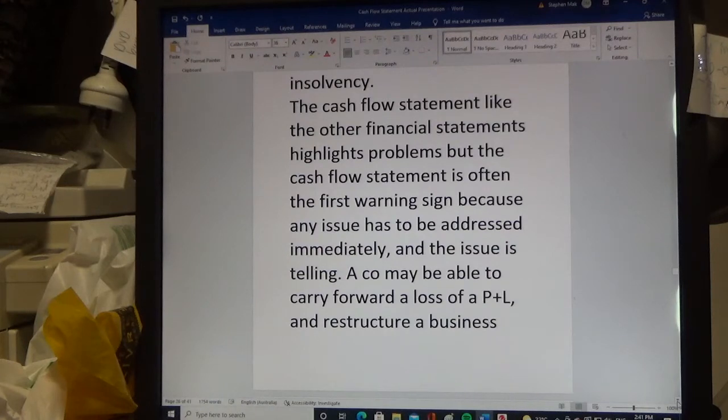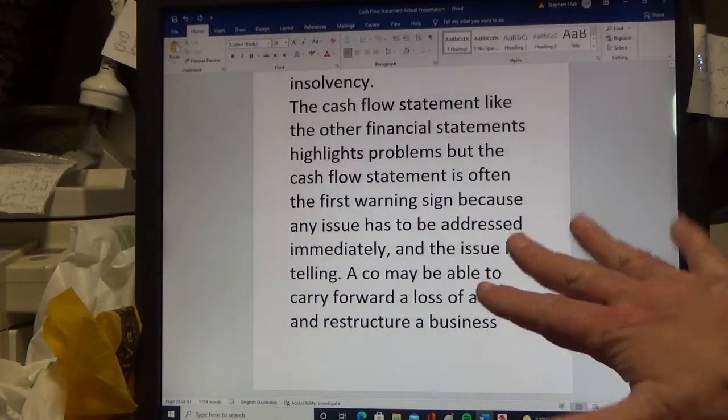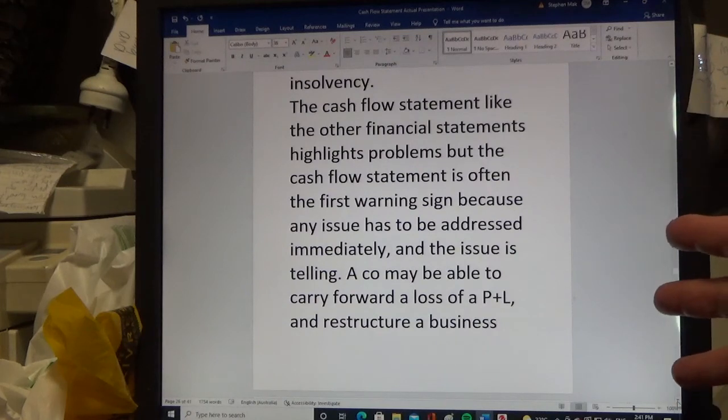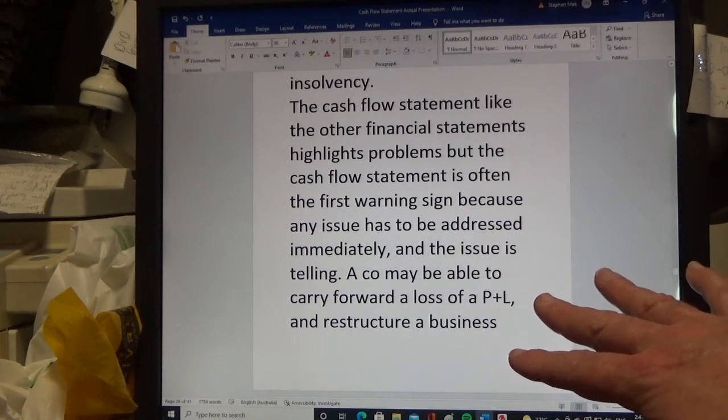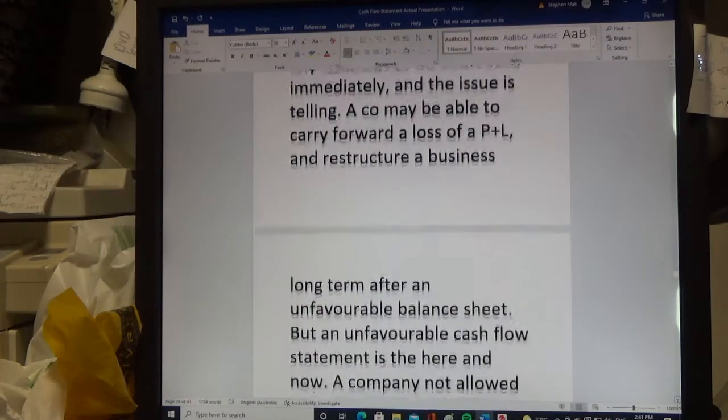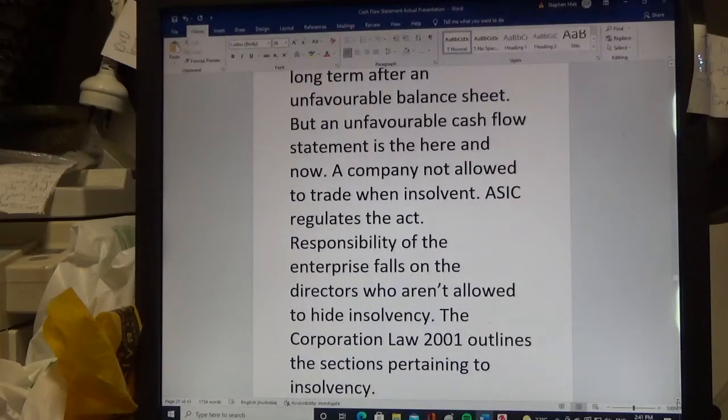And the cash flow statement has to be attended to first, because you might be able to put off losses on the P&L for future years and write off in tax, and you might be able to restructure a company and get a better balance statement. But a negative, I say negative in the context of too much outgoing cash, has to be addressed in the here and now, and the issue is very telling. So it could be a red flag for another company.